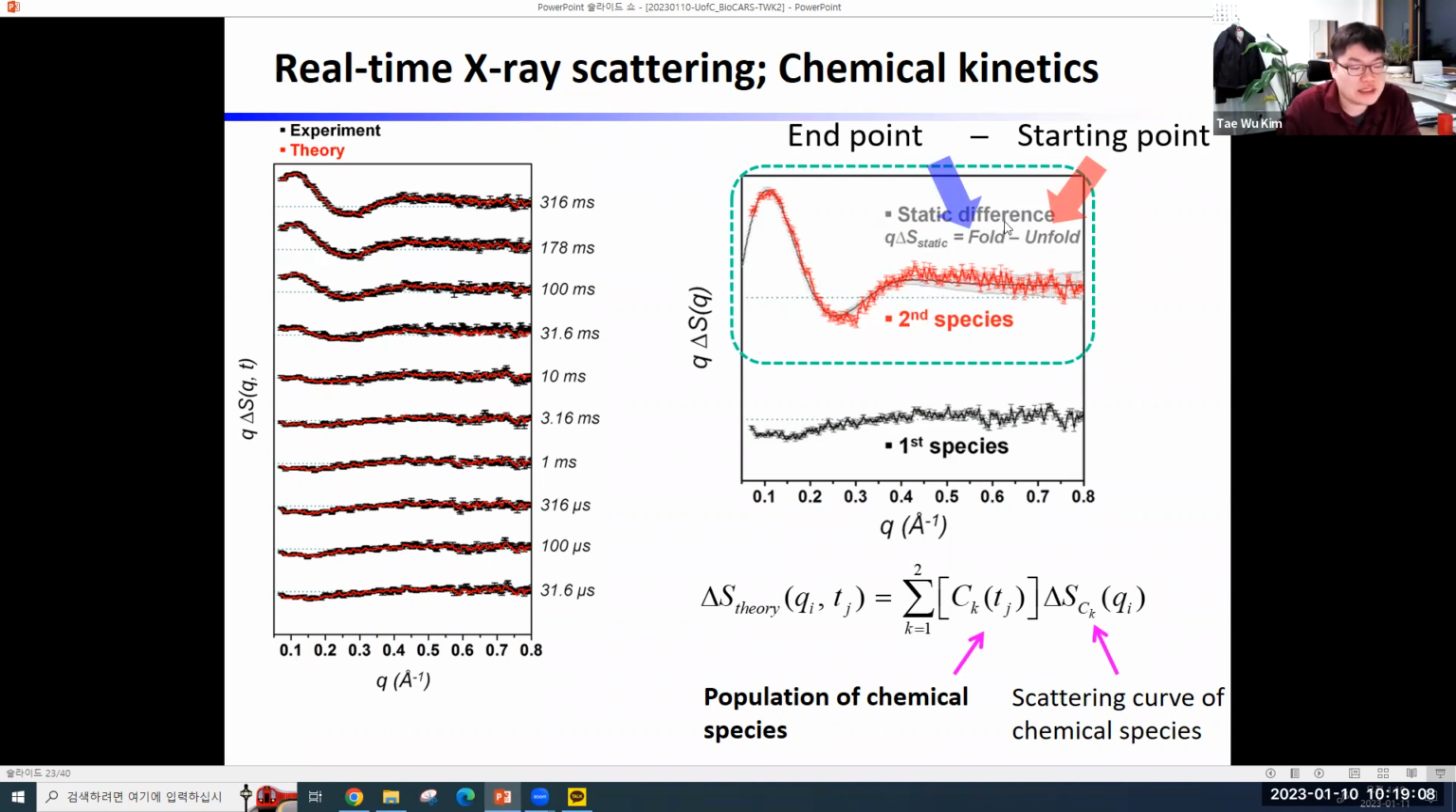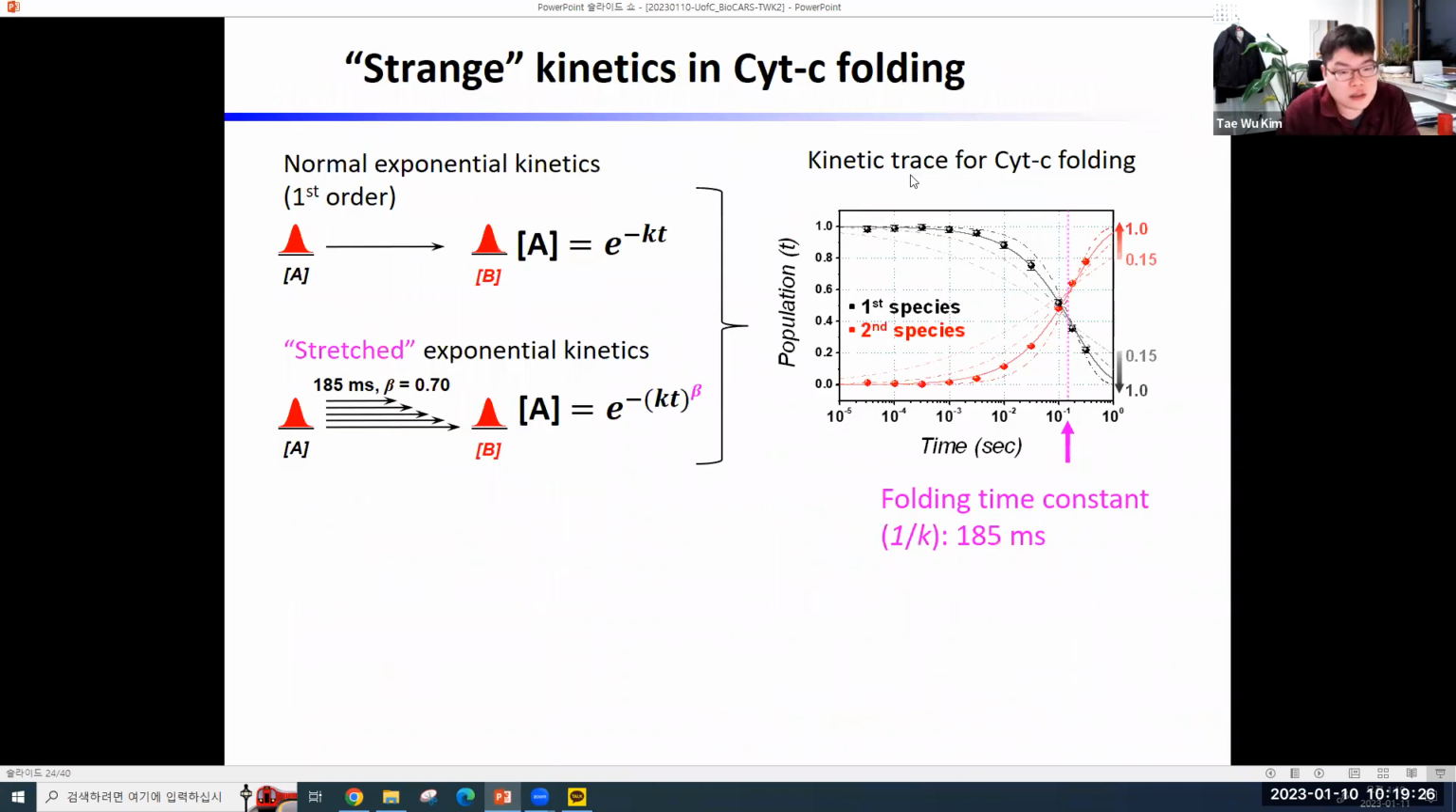It means the second species can be assigned to the folded conformation. So it means around the very late millisecond time delay, the folded form can be generated in our dynamic process. We closely look at the population dynamics of the cytosine folding state. This red curve shows the folded state. The rise of this folded state shows a very strange feature.